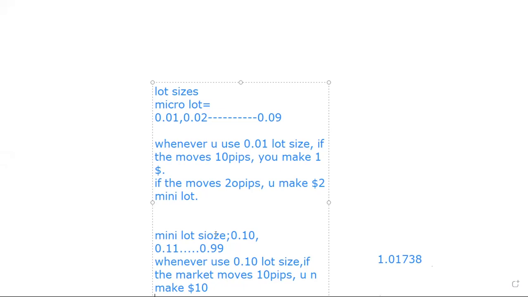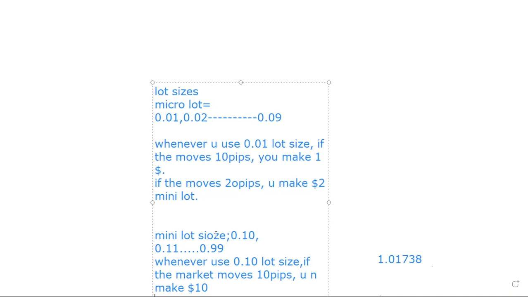Your account is almost done, they blow it. But the person who used 0.01 would have only lost $3. That's where risk management comes in. So you need to know your account balance and know the lot size that fits it. If you're using a $100 account, it's 0.01. If you want more money, increase your capital.